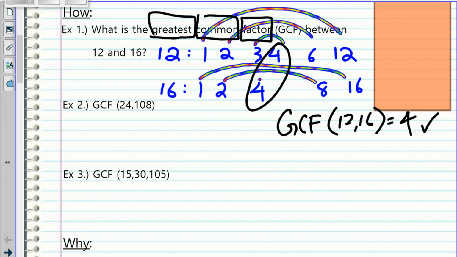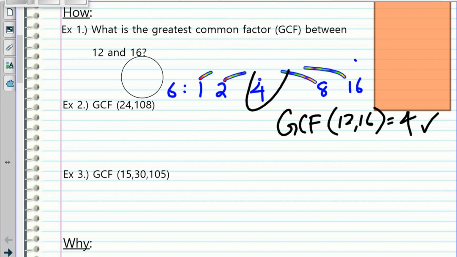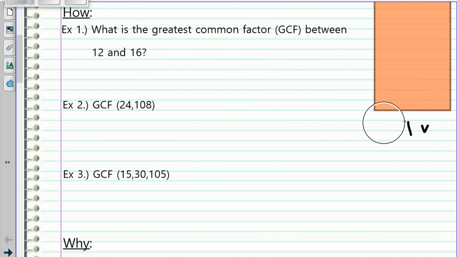Now I'm gonna go a little faster at this point because, you know, time. So let's see. Okay, let's try the second example. So the second example is between 24 and 108. So let's do this.